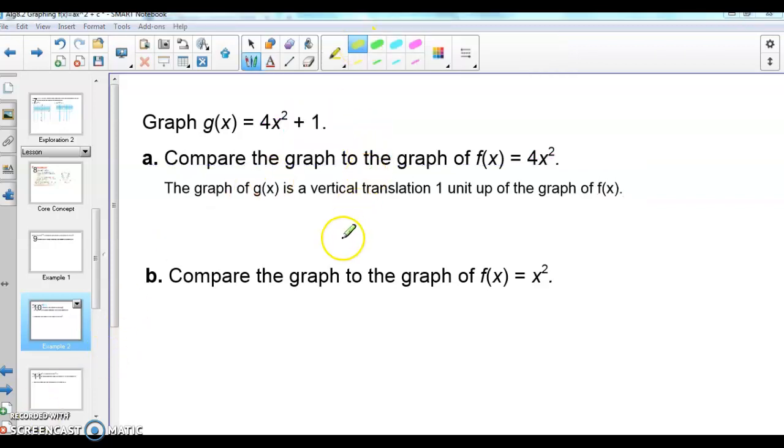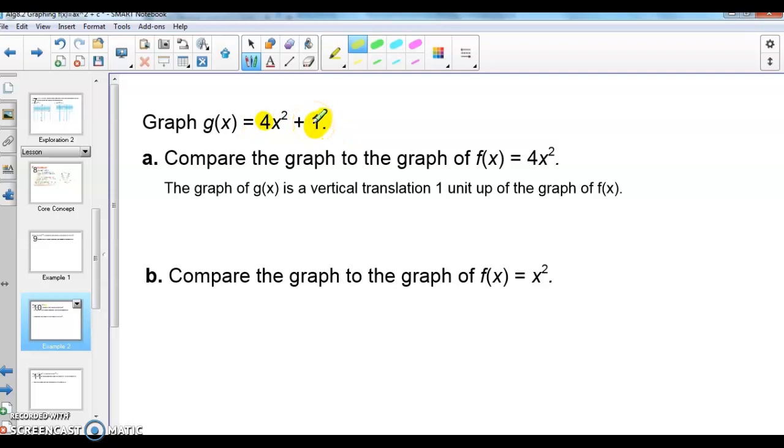However, in the next example, we are asked to compare the graph of g of x to f of x is equal to x squared. So take note that this is the parent function, the original one. That means we are going to discuss the effect of, first, 4, which was multiplied to x squared, and then secondly, the effect of positive 1, which is added to 4x squared. So these two questions are similar, but the reference graphs are different from each other. So how do we know which one to talk about first?